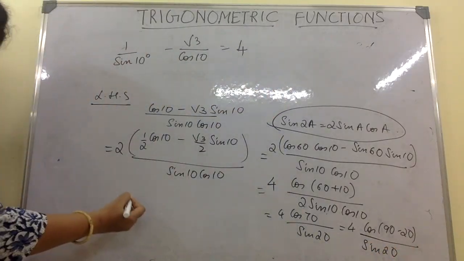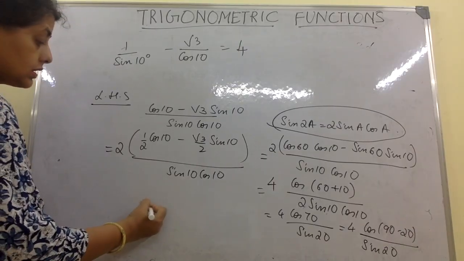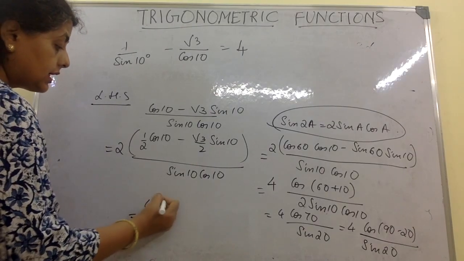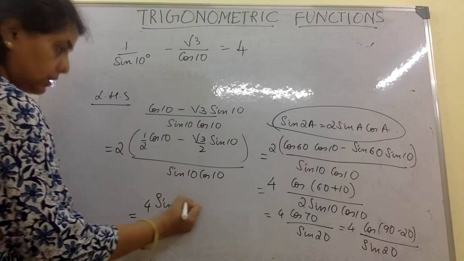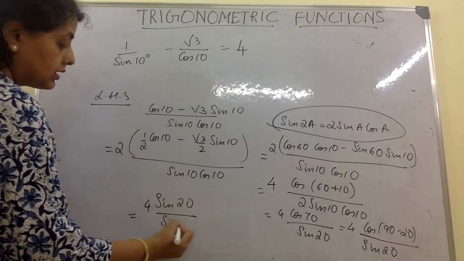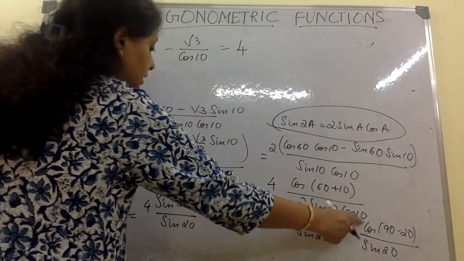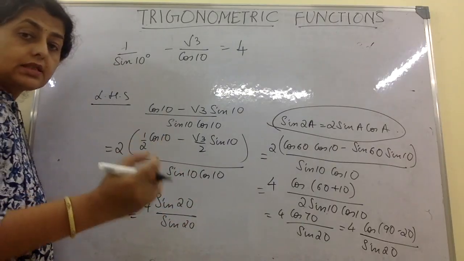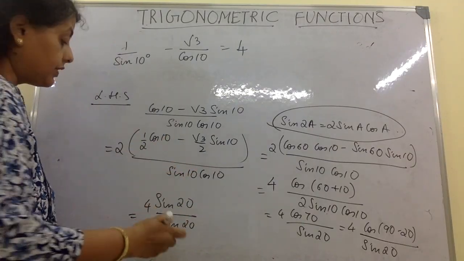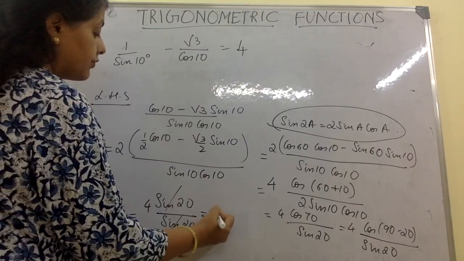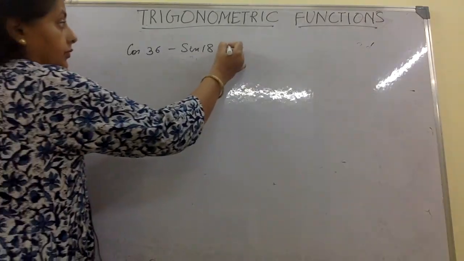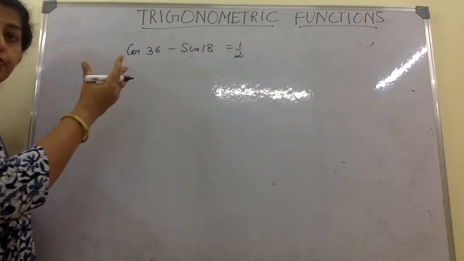90 minus 20 is 70 and this is sine 20. What is that equal to? I'll do it here. This is 4 sine 20 sine 20. This is coming from the complementary angles formula. 90 minus alpha for cos is sine alpha. That is equal to 4, which is equal to RHS. We have to prove this.